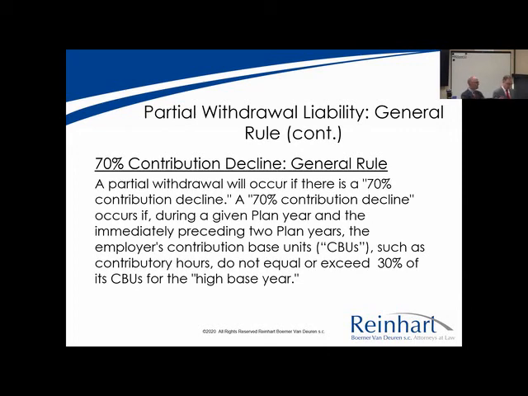But you have a 70% contribution decline, and you're measuring that over 2 plan years and comparing it back to a 5-year period. But if you think about it, you're contributing at a level of 100 CBUs, say, per year, and that's maybe been consistent historically. So over a 5-year period, it's that 100 CBU level. And then in the subsequent period, for 3 straight years, you contribute at below 30 CBUs, you're going to have a partial withdrawal under this test.